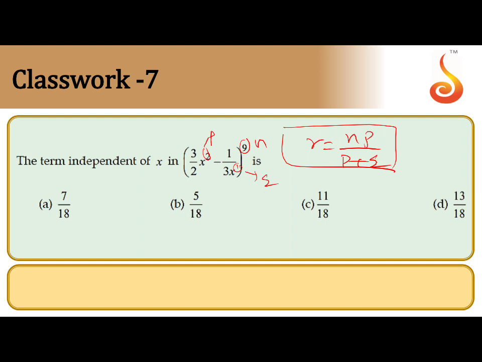So in this question, what can you identify? P value 2, q value 1, n value 10. So what is the r value? r value np by p plus q. The np means 10 into 2, 20 by p plus q.